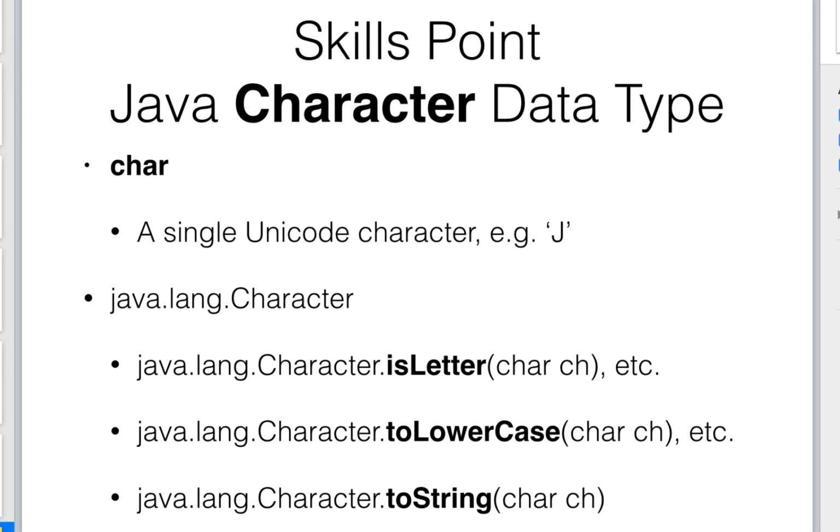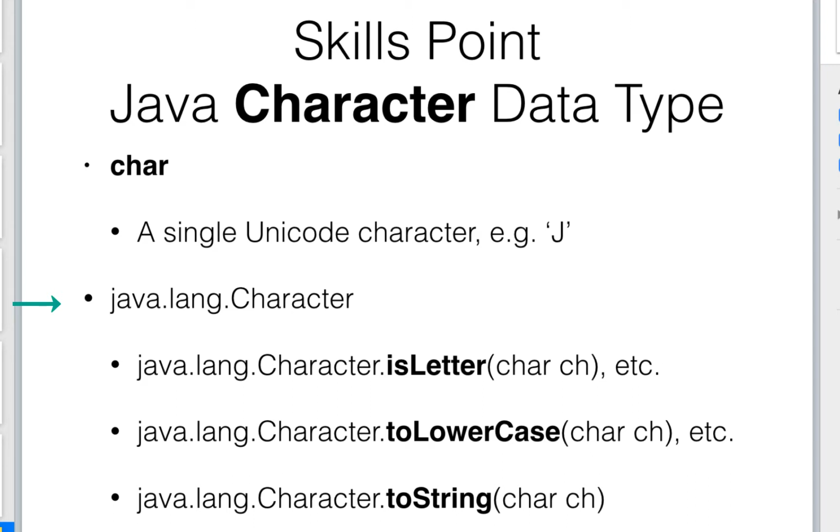Next on our list is the character data type. The character data type is a single Unicode character. So for example, the character J would be a char, a character data type. Just like we saw, the Boolean had a primitive type called boolean, and also it had a class called Boolean. Same thing here. We have a char, which is the primitive data type, and we also have a java.lang.Character, which is the class.